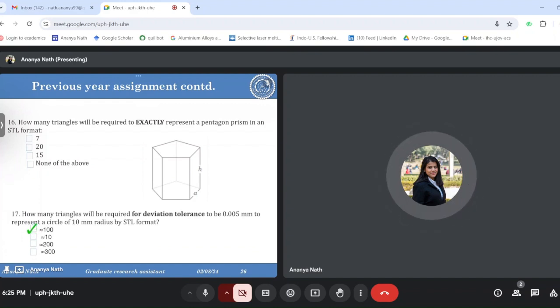Then, how many triangles exactly to represent it? The answer is none of the above, because there are 5 walls. For 5 walls we can take 2 triangles each, so 10 triangles, plus the top is a pentagon, so a minimum of 3 triangles is needed to represent this uppermost pentagon. The same for the bottom, so 3 plus 3 is 6, so 16 is the correct answer. How many triangles will be required there? So it's 100. And that's about it.